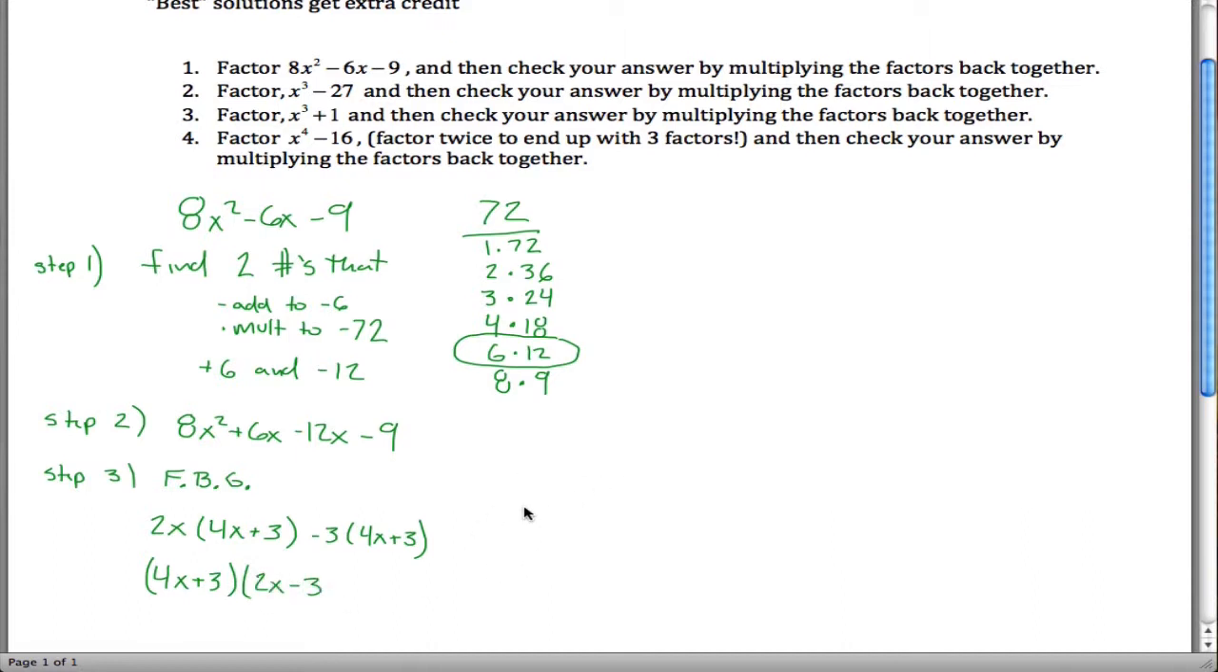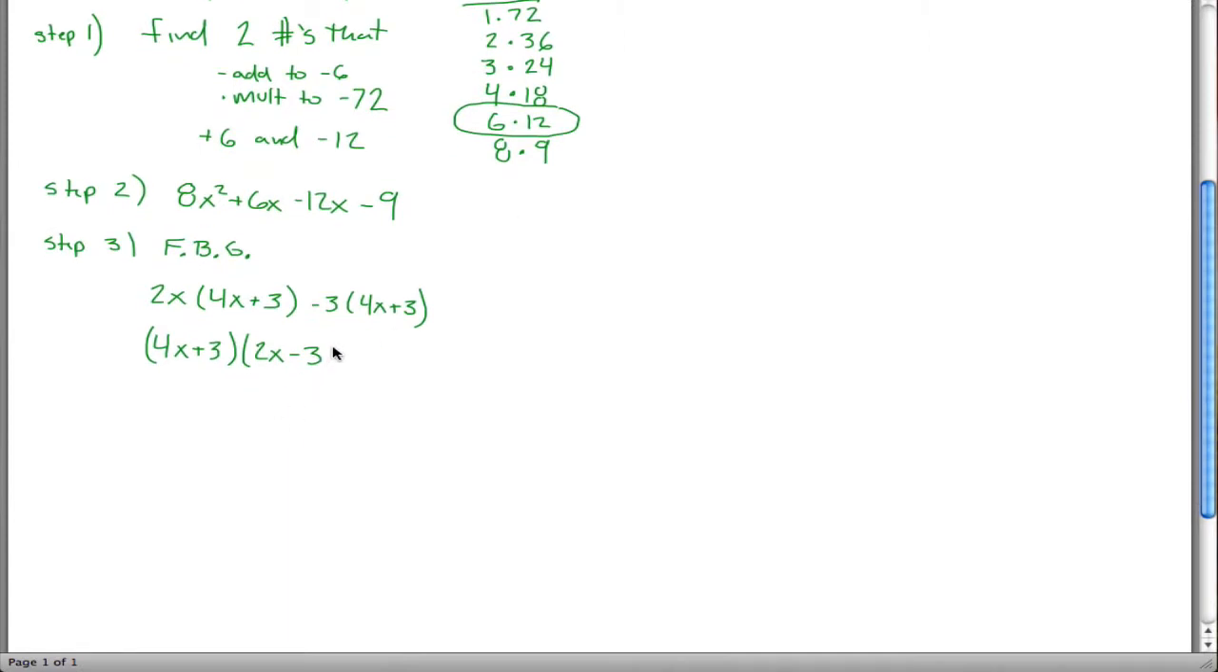Oh, and check your answers. Man, I made this problem obnoxious. Okay, we can check our answers. Maybe I'll switch colors. Check our answers, multiply that mess back together. 4x plus 3, 2x minus 3. Do this little box method here.